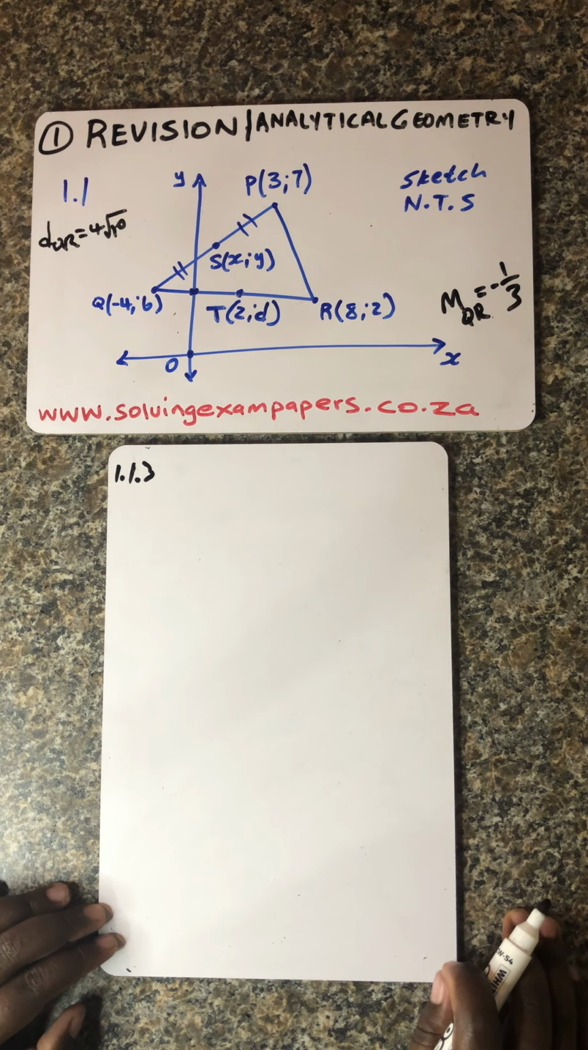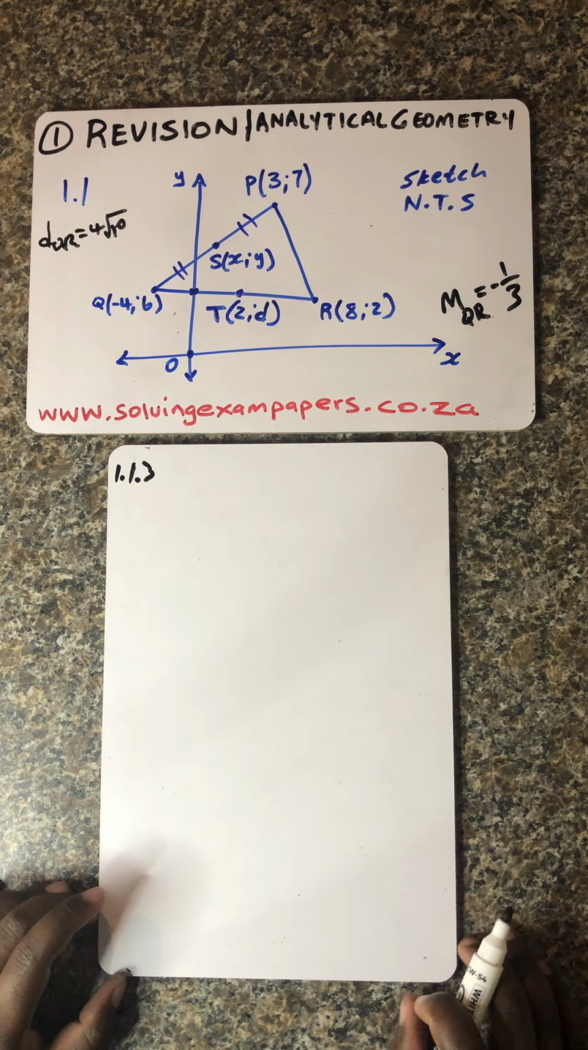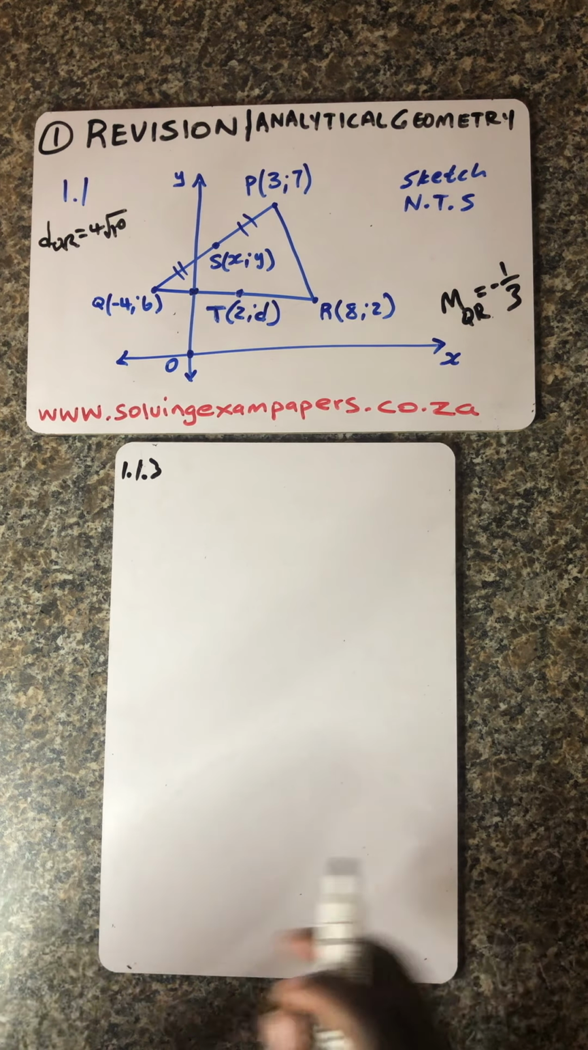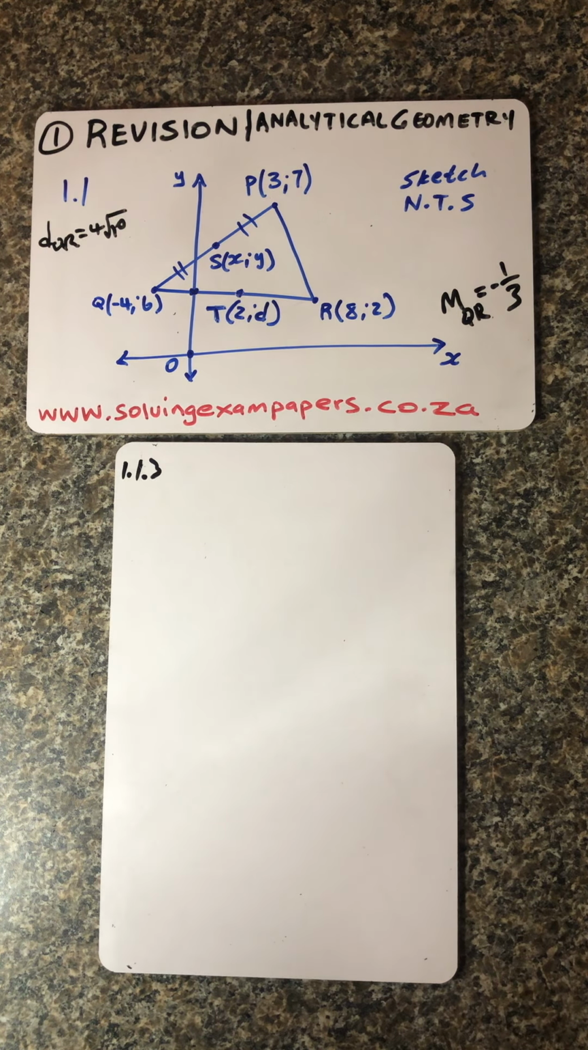1.1.3. Okay, so guys, the question says calculate the value of D if T lies on QR. Guys, what an interesting question. So they're saying calculate the value of D if T, which has 2 as the x value and D as the y value, lies on QR.